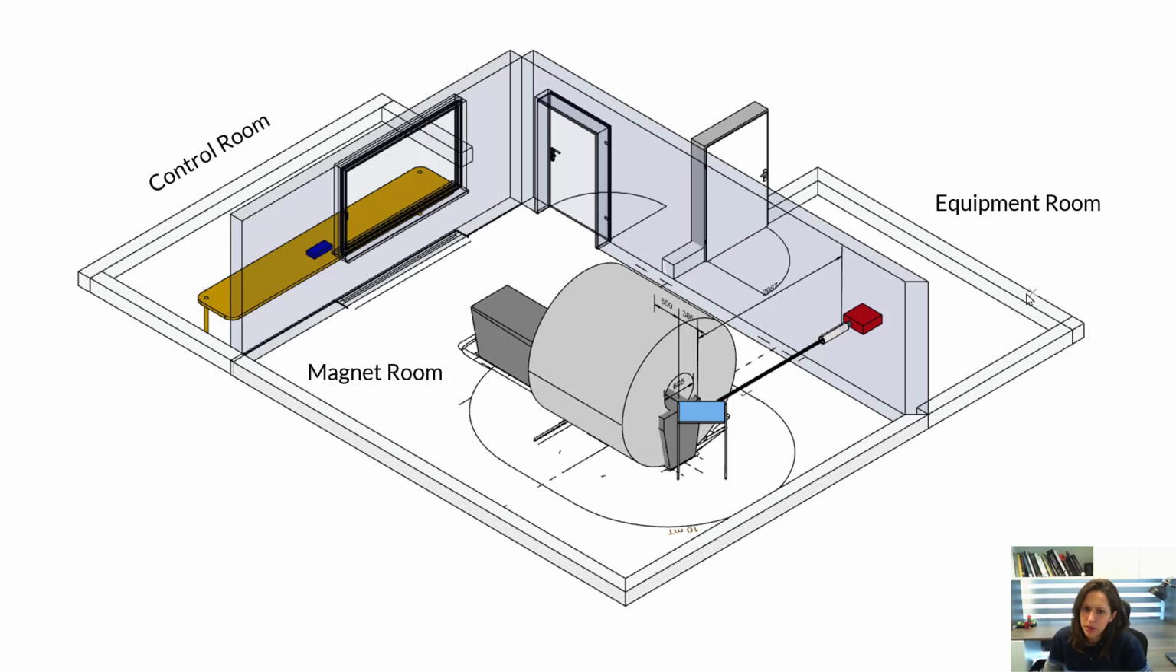Finally, I also want to emphasize that we cannot rely on rules of thumb to establish a likely location for that 100 Gauss or 10 millitesla line. The reason is simple. Scanners can be quite different from one company to the other, and the rooms within which they are installed are different too.